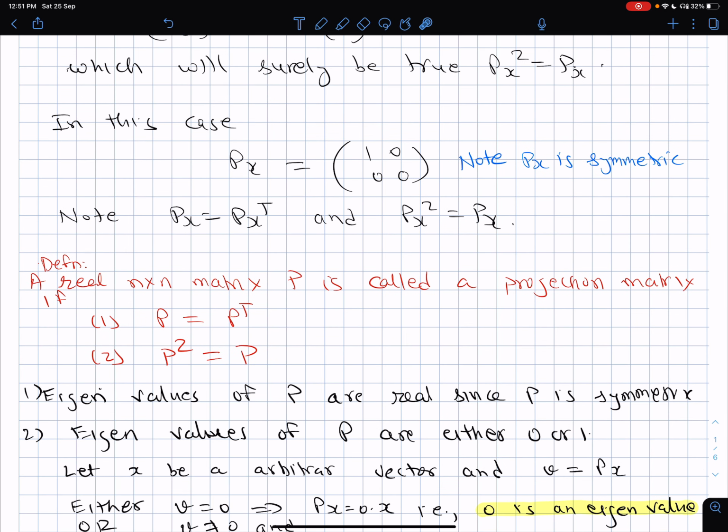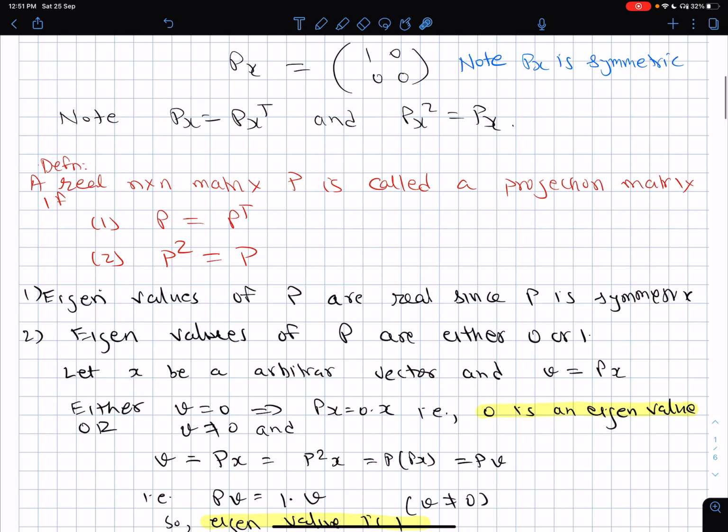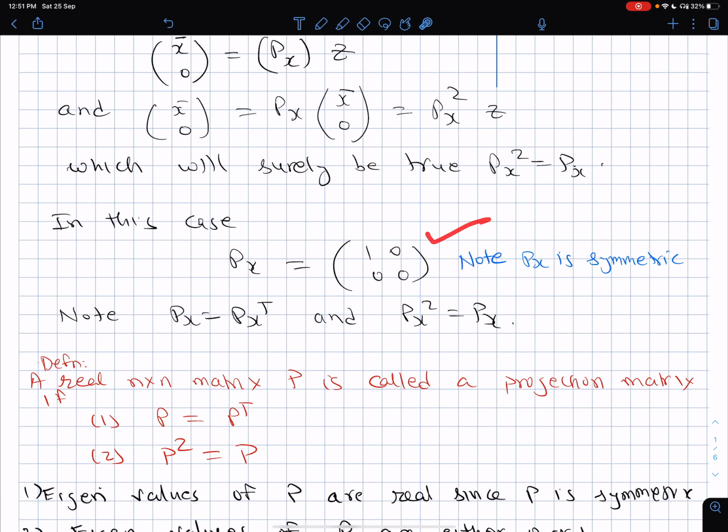So with this simple motivational example, we can now define a projection matrix as follows. A real n cross n matrix P is called a projection matrix if one, it is symmetric, two, its square is the same matrix. Now, because it's a symmetric real matrix, eigenvalues of P are going to be real. Also, we can show that the eigenvalues of P are either 0 or 1. For example, if you look at this matrix, it's a diagonal matrix of 1 and 0. So one eigenvalue is 1, another eigenvalue is 0.